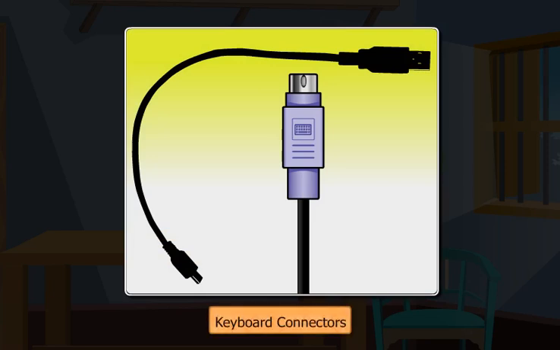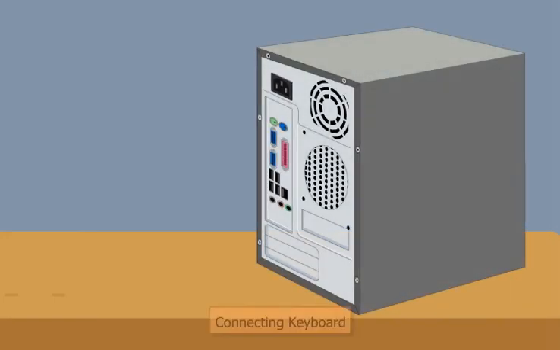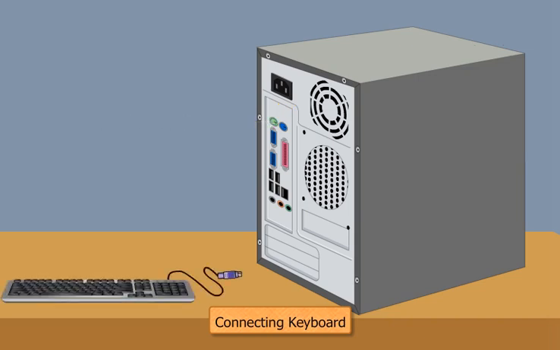Now, we need to connect the keyboard to the system unit. Keyboard has two types of connectors. They are PS2 connector and USB connector. We can connect the keyboard to any of the two ports, depending on its type. A desktop computer keyboard often comes with PS2 connector. Connect the keyboard using its port to the keyboard port in the system unit.